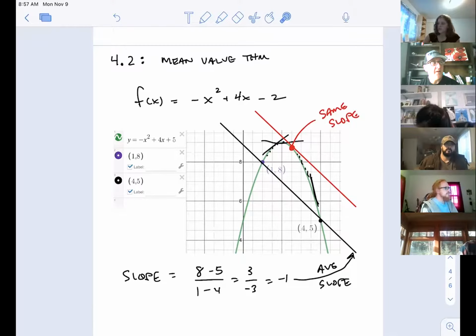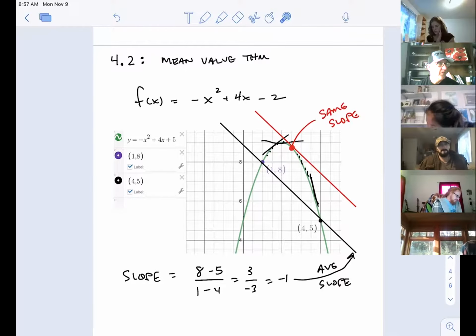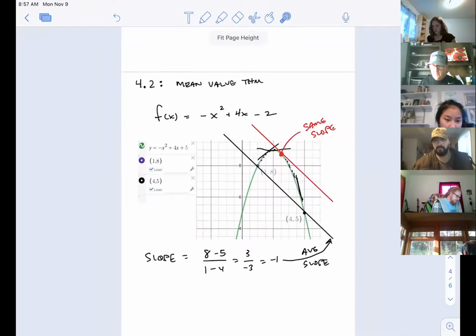Notice you can kind of tell based on my drawing, it actually looks like it's at 4. I can't see the bottom anymore. 1, 2, 3, 4. I can't tell what those boxes are worth now. The mean value theorem basically says that that point has to exist.